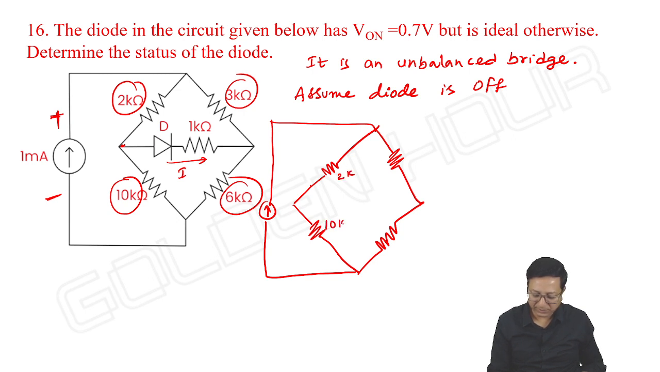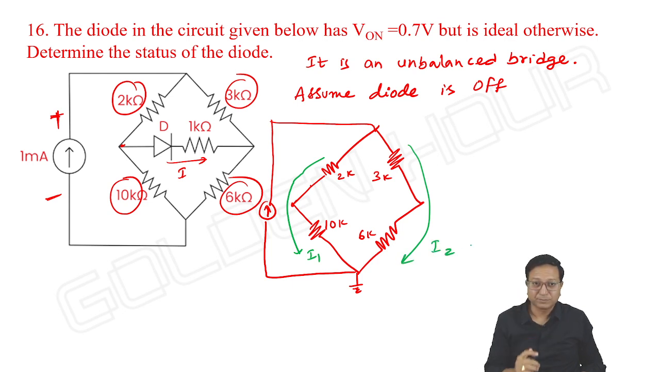Two K, 10K, 3K, 6K. Anyway, it is ground. Then let me take this current as I1 and this current as I2. Anyway, this is 1 milliampere source. Once I find I1, I2 values, then I can find VA and VB.